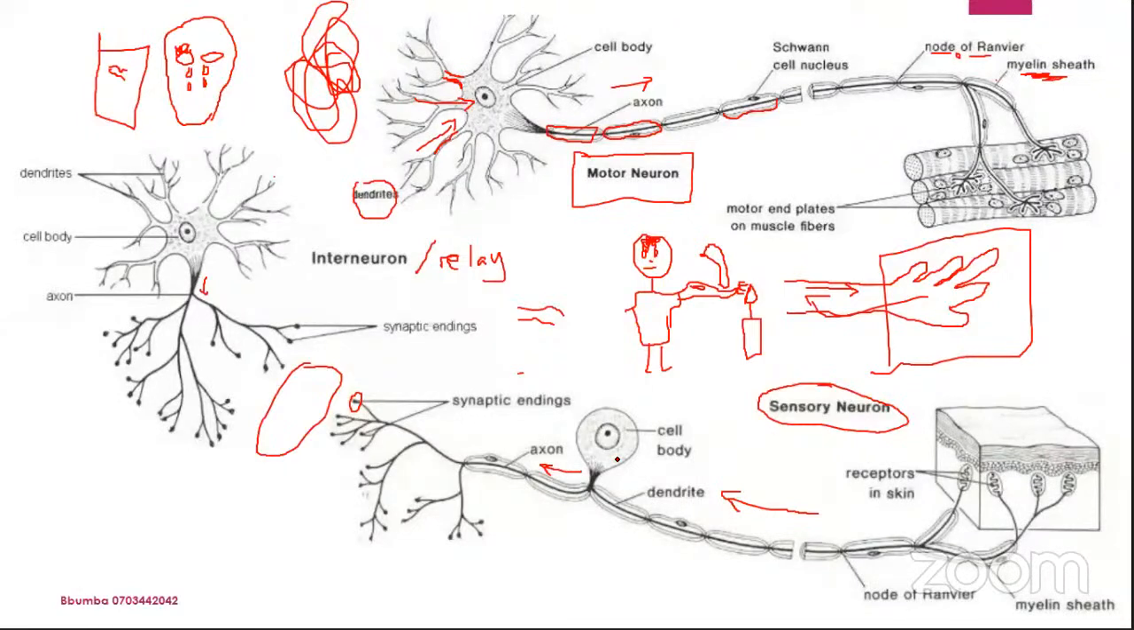Mary is saying receptor to sensory neuron, to relay neuron in central nervous system, to motor neuron, to effector. I don't know which question you are asking now.